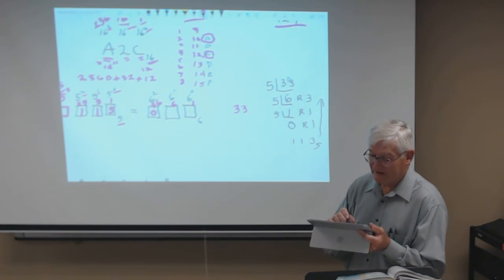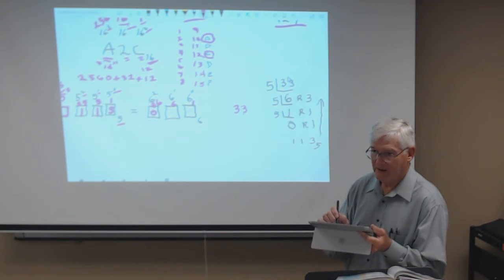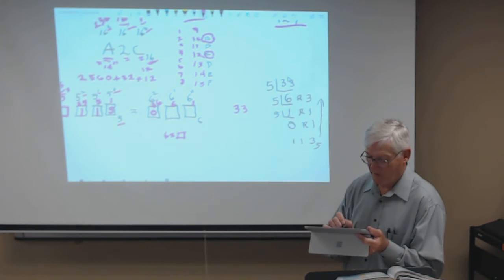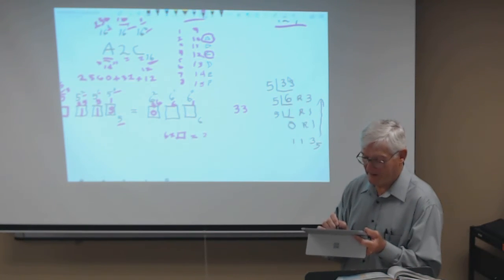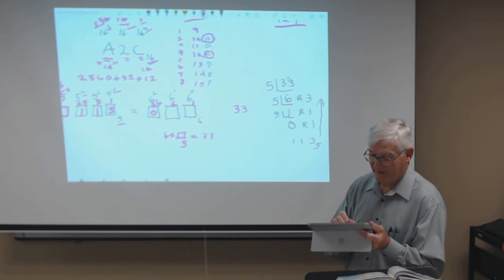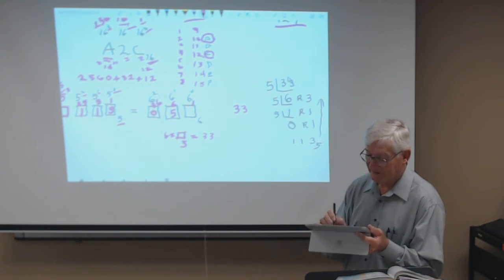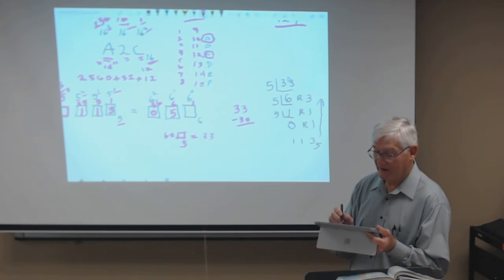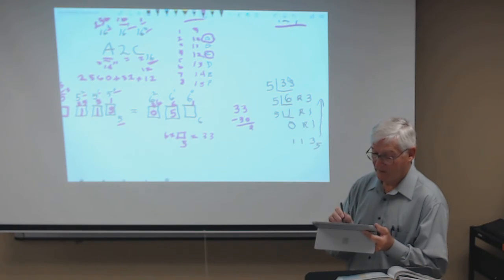So, how many 6s in 33? 6 times what would almost equal 33? 5. So I put a 5 in here. And 5 6s, I subtract 30. And that leaves me with 3 1s.